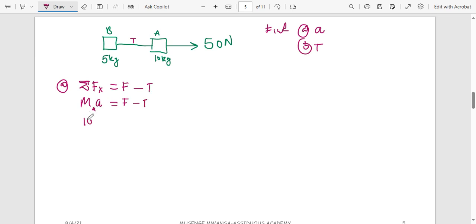The mass of box A is 10 times the acceleration, and that will be equal to applied force, which is 50 minus T. I can make T subject of the formula. I'll take T this side and then 10A the other side. So that will be T is equal to 50 minus 10A. This is equation 1. We can't solve it because we have got two unknowns.